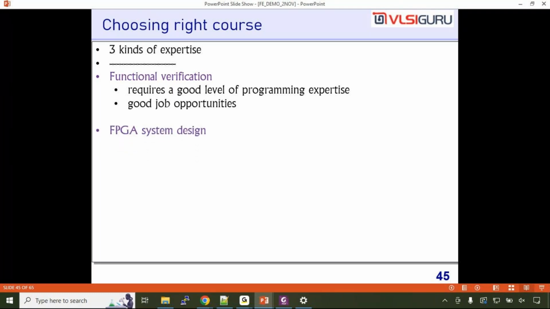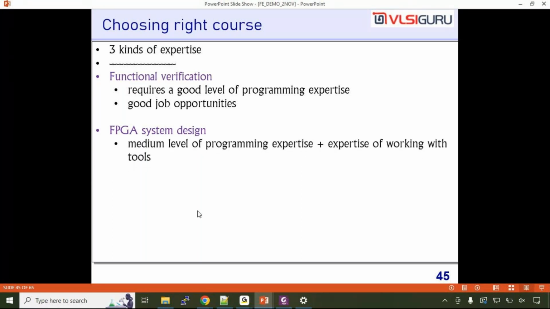Second, you can choose FPGA system design. Here also opportunities are there. It requires a medium level of programming expertise. You don't need to be an expert. You need some programming, definitely, but expertise of working with tools. Here also job opportunities are there. You may say, how can there be jobs?